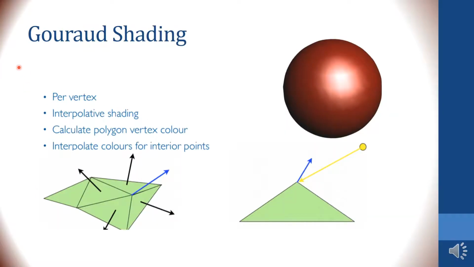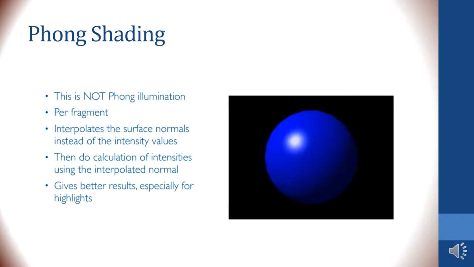And here are the Gouraud shading features. The lighting for Gouraud shading is considered per vertex, and this kind of shading is interpolative shading. It calculates the color per polygon vertex and the interpolation of the colors for interior points. You will see that Gouraud shading gives a somewhat smoother surface compared to flat shading.